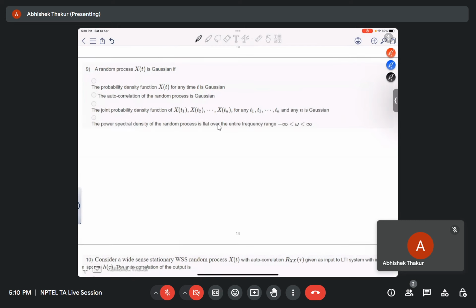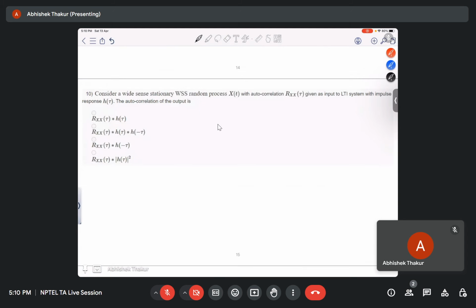Random process X(t) is Gaussian if the probability density function of X(t) for any time t is Gaussian, or the autocorrelation of the random process is Gaussian. So these two options are wrong. The joint probability density function of X(t1), X(t2), up to X(tn) for any t1, t2, tn and any n is Gaussian. Yes, option C is the correct one. The power spectral density of the random process is flat over the entire frequency range. So this is wrong.